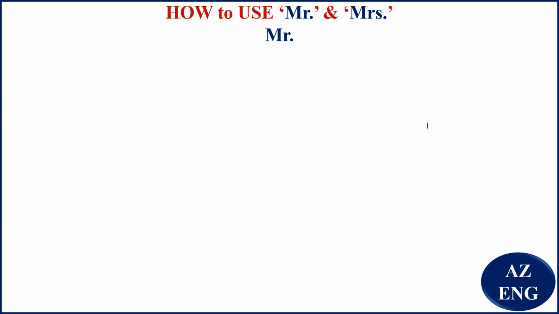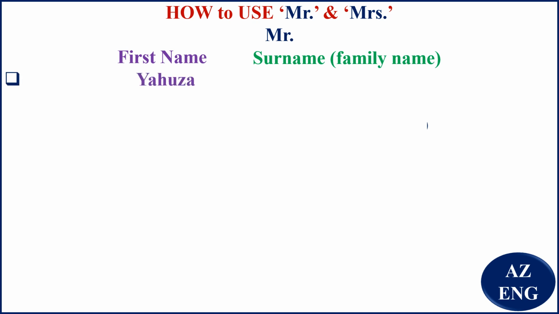Let's say the first name is here. You've got the surname, which is the family name. So if, for example, the first name is Yahuza, Yahuza is a name, and male, not female. And the surname is Murtala. Murtala too is a name of a male that is not female.